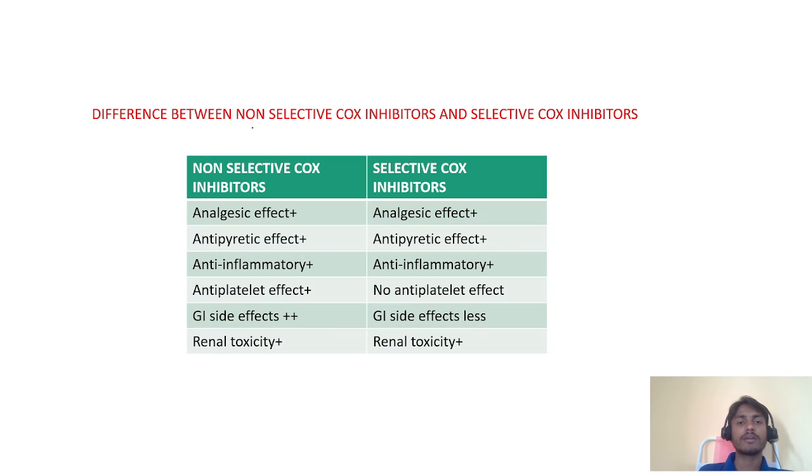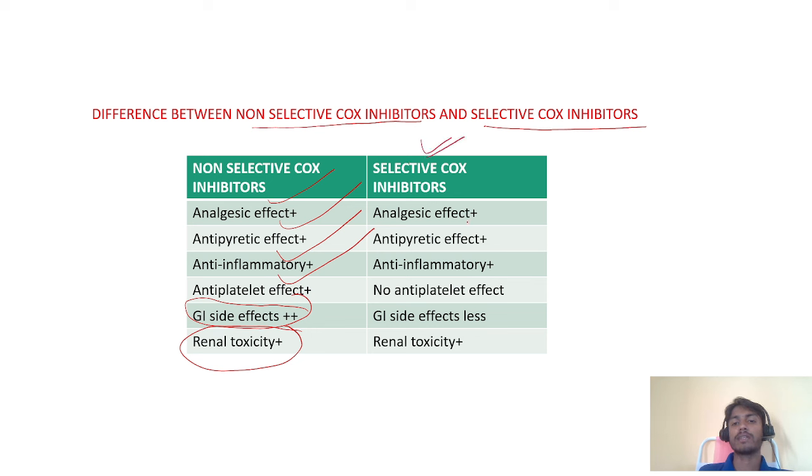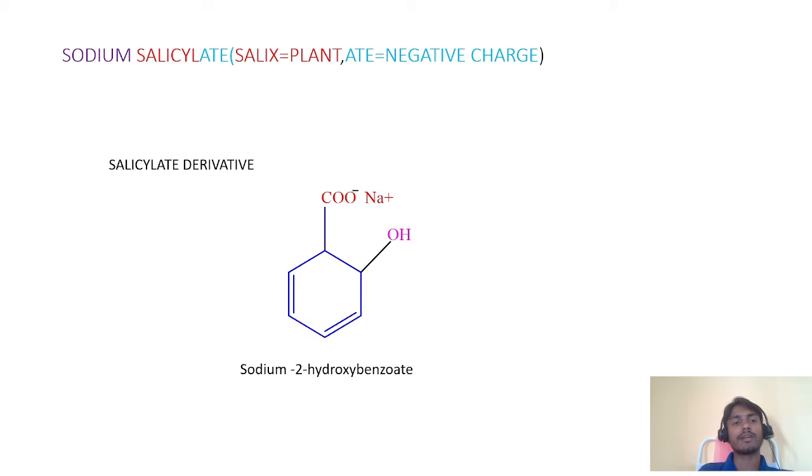Next, what is the difference between non-selective COX inhibitors and selective COX inhibitors? See, non-selective COX inhibitors have analgesic, antipyretic, anti-inflammatory properties, antiplatelet action, GIT side effects, and renal toxicity. But the selective COX inhibitors also have analgesic, antipyretic, anti-inflammatory action, but no antiplatelet action, and GIT side effects are also less, but they have renal toxicity. So selective drugs always have fewer side effects because of their selective action. So next comes to the drugs.